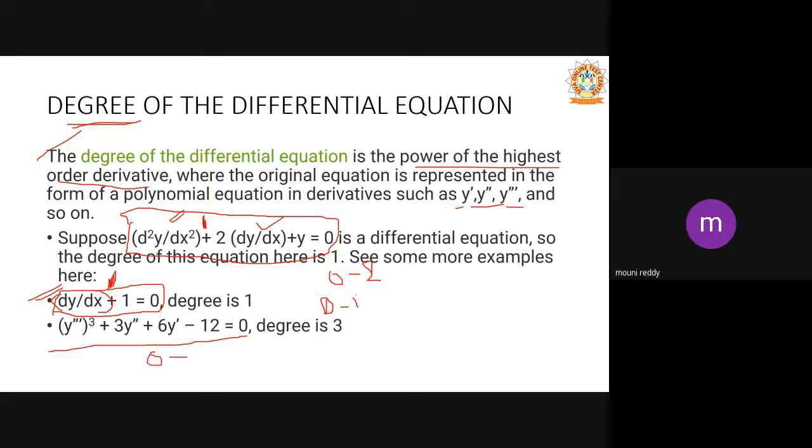3. 3. Because y is there, y dash is there, y double dash is there, y triple dash means third order derivative. So the order will become 3. Now degree will become what? 3. Degree is also 3, because whichever highest order derivative is there, its power is 3 here, right? So this is your degree of the differential equation.